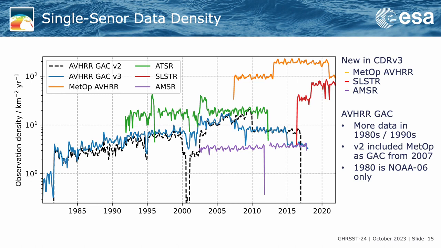The 2 drops in AVHRR GAC coverage after 2007 are due to METOP no longer being processed as a GAC sensor. We can see that the data density from the nighttime only NOAA 6 in 1980 and 81 is very low, less than 1 observation per square kilometre per year. However, this is an improvement on having no data. Meanwhile, at the recent end of the record, processing METOP AVHRR at full resolution has increased data density by an order of magnitude.